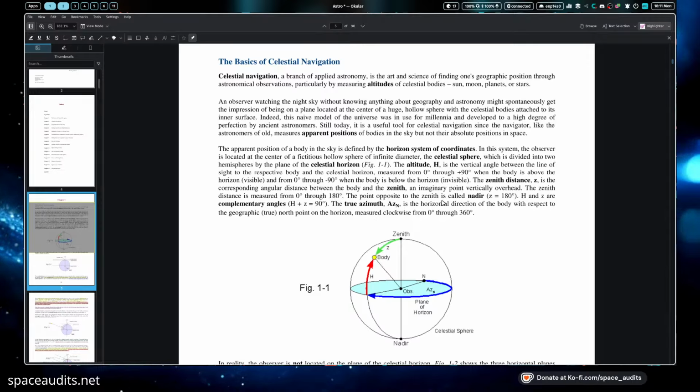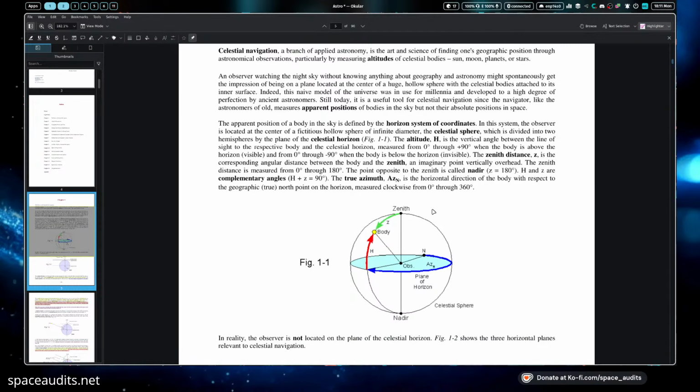The point opposite of the zenith is called the nadir, where z equals 180. h and z are complementary angles, so h plus z will always equal 90. The true azimuth, Az, is the horizontal direction of the body with respect to the geographic north point on the horizon, measured clockwise 0 to 360.